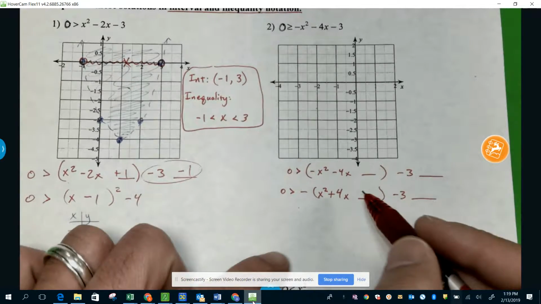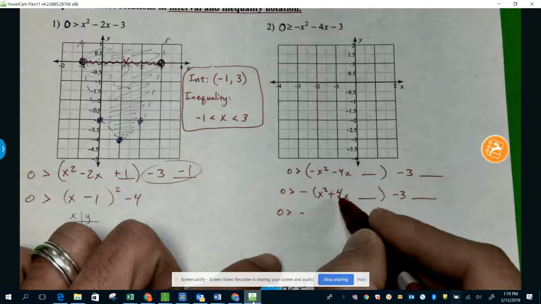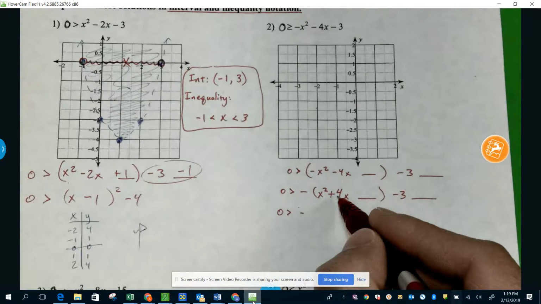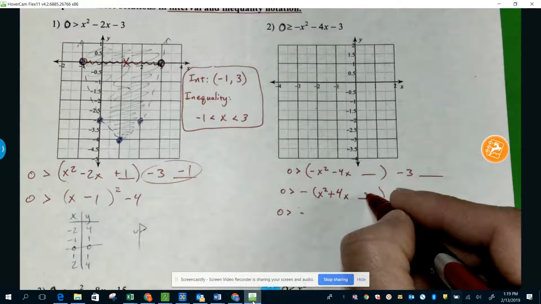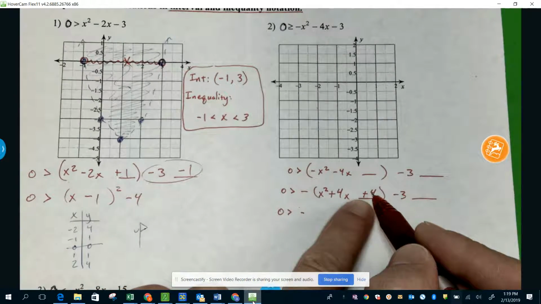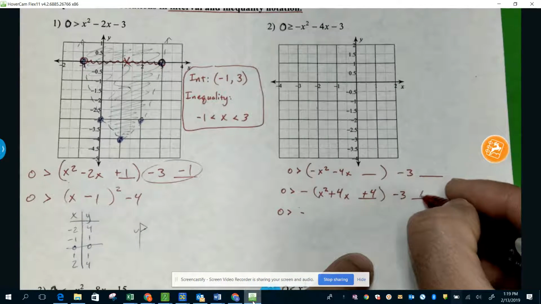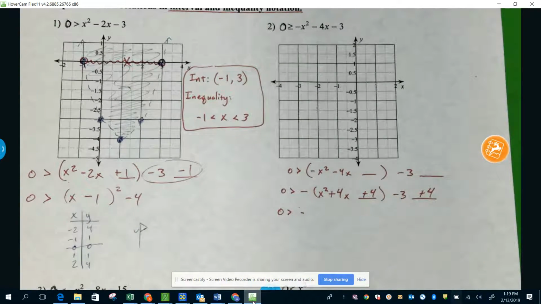Okay, so now I'm ready to fill in the blank. 0 is less than negative. So I got half of 4 is 2. And when I square 2, 2 squared gives me positive 4. Now, before I fill in the other blank, I got to distribute. 4 times a negative is actually negative 4. So this guy over here needs to be the opposite of that. It needs to be a positive 4.